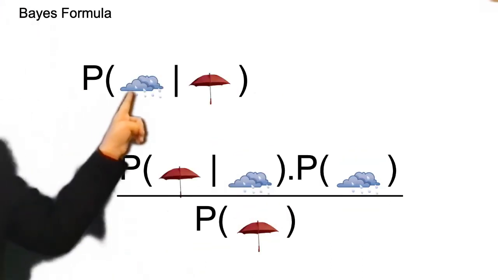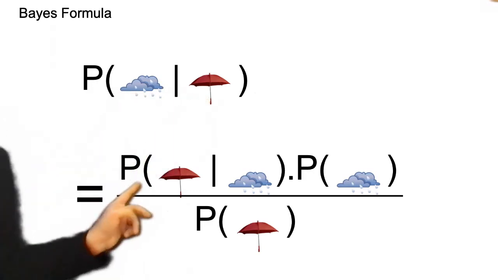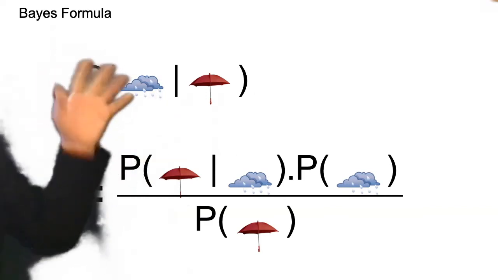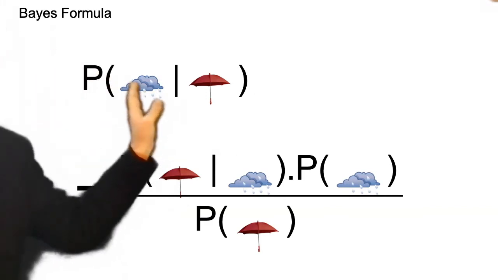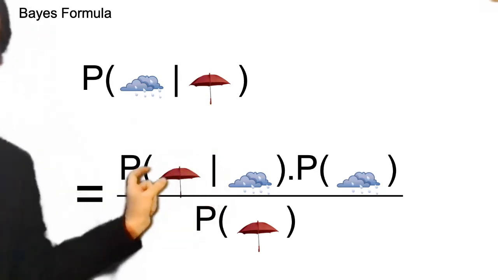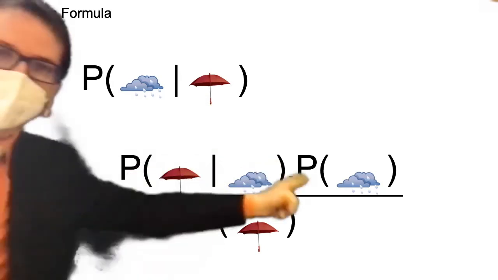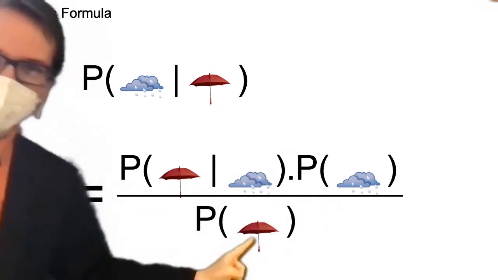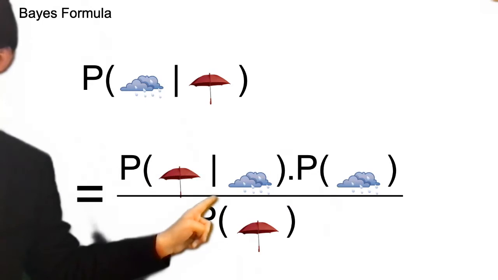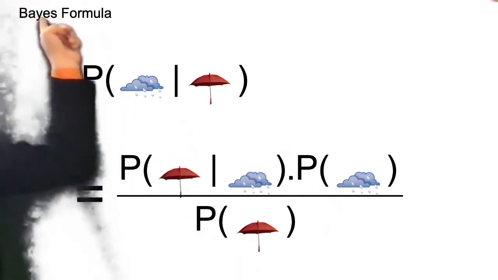The probability that it rains knowing I have my umbrella is the probability of the reverse, that I have my umbrella given that it rains, multiplied by the probability that it rains, divided by the probability I have my umbrella. What is this called? Well, it's up there. It's called the Bayes formula, right?